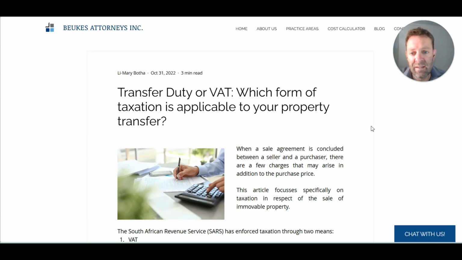Remember, as an agent assisting a buyer and seller, it's at that stage that you already have to clarify what type of transfer it's going to be, and this also assists the transferring attorney or the conveyancing attorney as to what type of property transfer this is going to be.